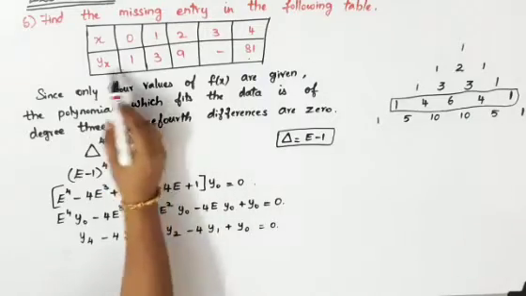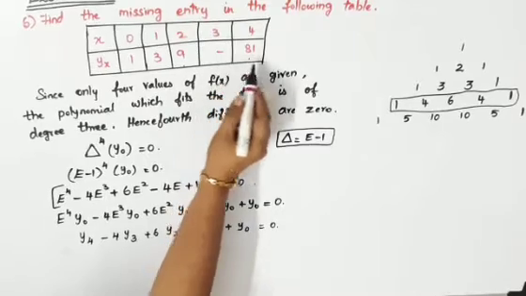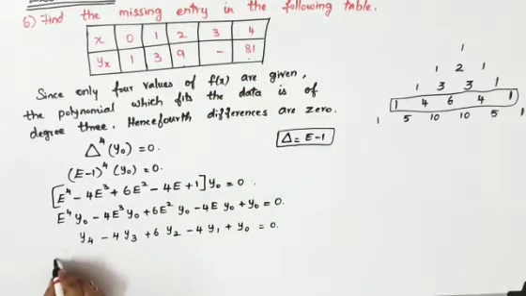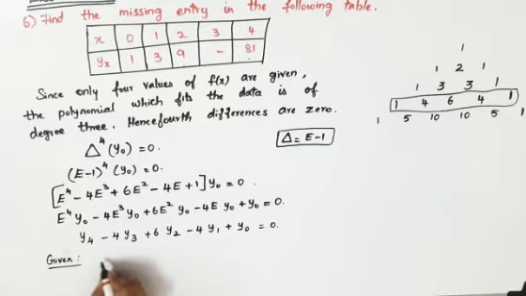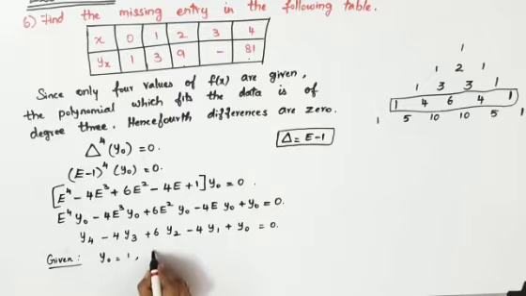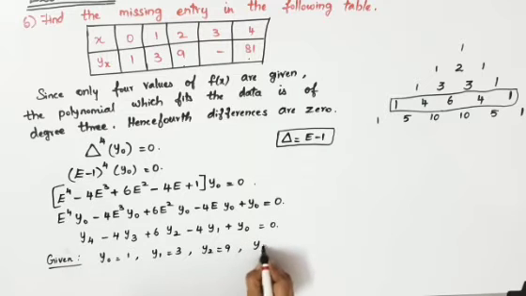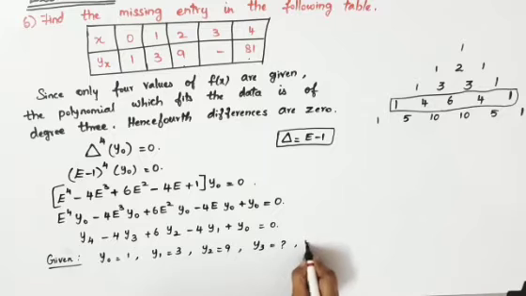Now go to your table over there. So this is y0, y1, y2, y3, y4. Okay, so just write it as given. y0 is equal to your first value 1. y1 is equal to 3. y2 is equal to 9. y3 is missing over there, I put a question mark. And y4 is equal to 81.